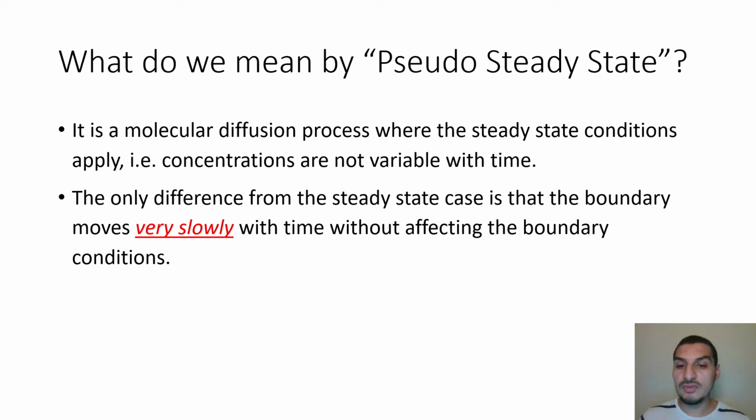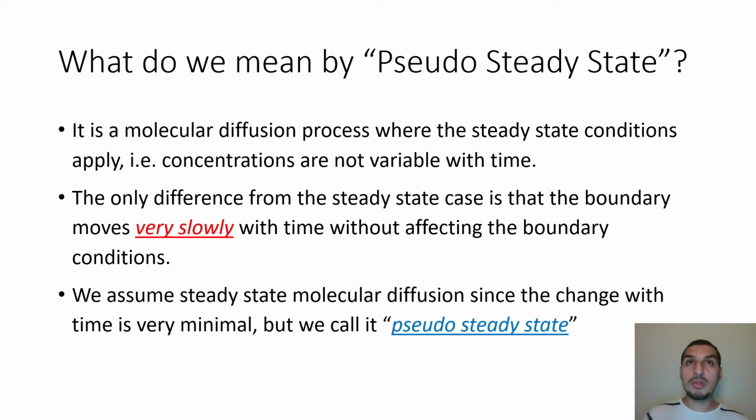Because we don't have a very fast change in the movement of the boundary with time, this means that the diffusion distance is almost constant for a short period of time, and it's only visible over a long period of time. So this is what we can consider as the pseudo steady state. We apply the steady state conditions to the molecular diffusion equation, and then we deal with the movement of the boundary in another way, and that's why we call it a pseudo steady state.